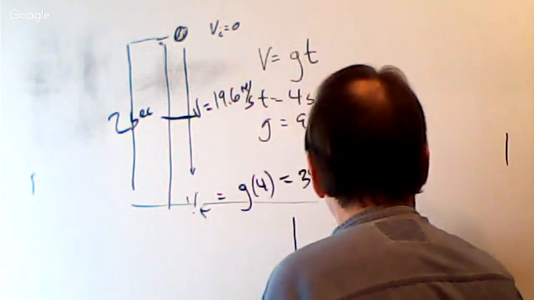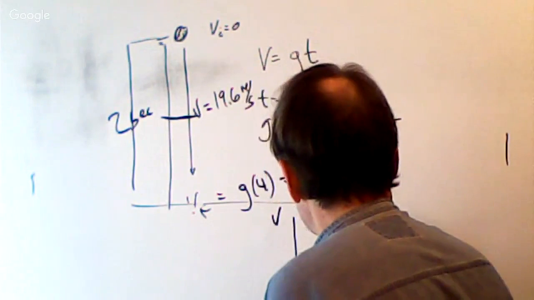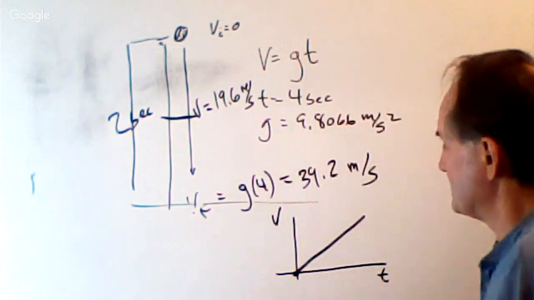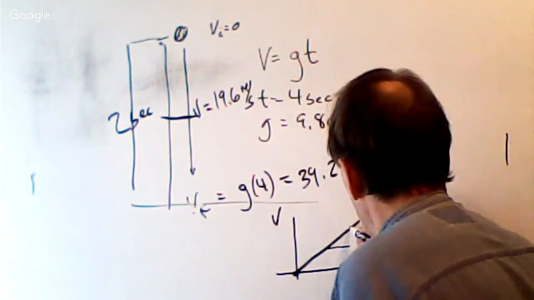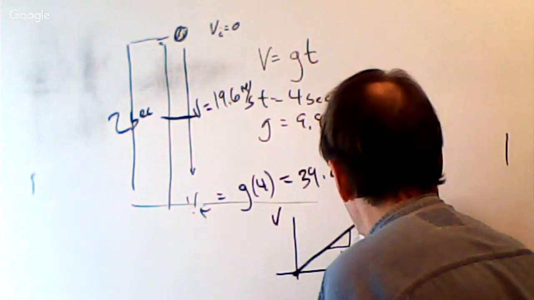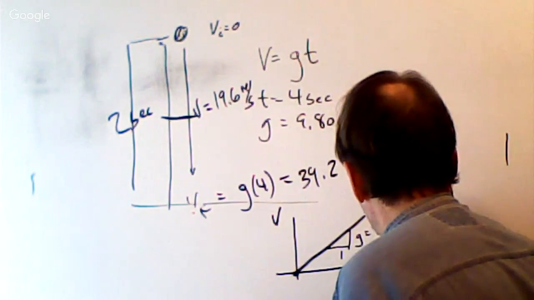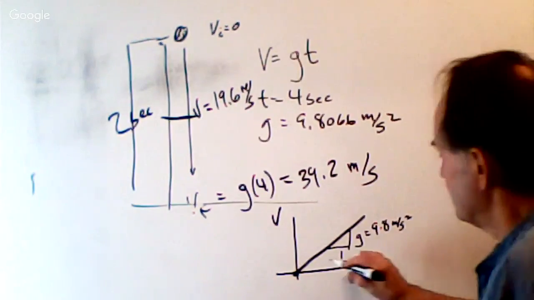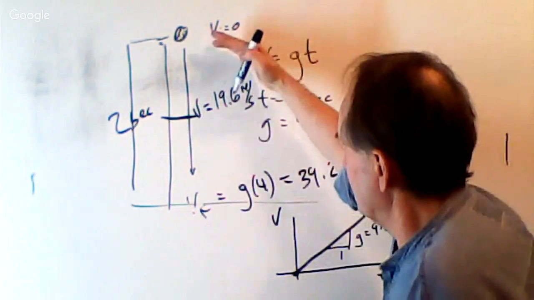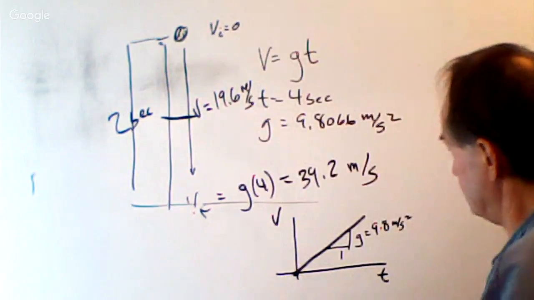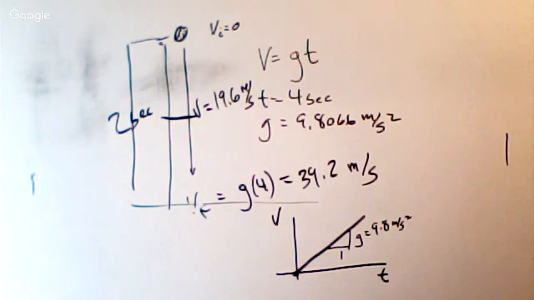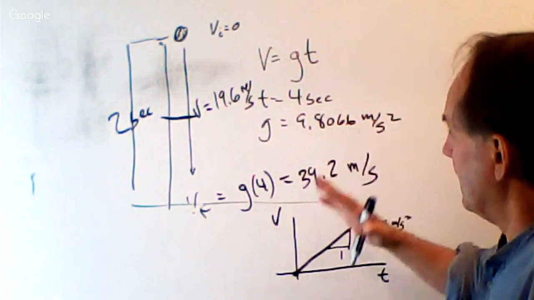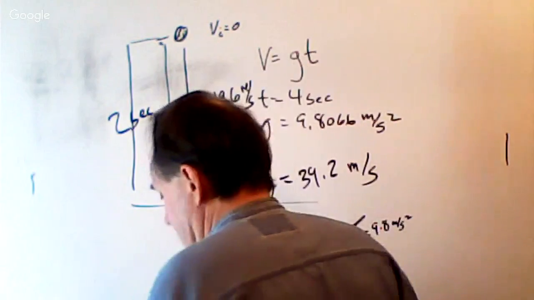We could plot velocity versus time. We start out at time equals 0, the velocity is 0, and it just increases in a straight line. And the slope of that line is just little g, or 9.8 meters per second squared. That's the slope of that line. So the velocity increases linearly with time as the object is falling. So that's what acceleration is. It just tells us the rate at which an object changes its velocity.